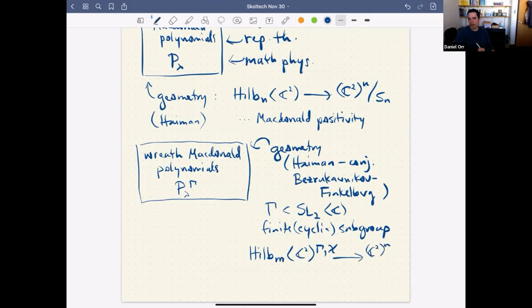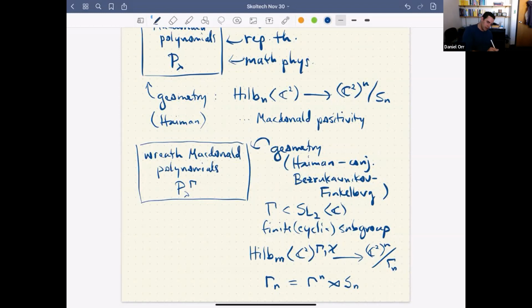So you have different M and N here, but you get a resolution of this quotient. And gamma N is a wreath product. So this is actually the origin of the word wreath here, is that it has to do with this singularity. Okay. So C2 to the N mod gamma N, and gamma N is the nth Cartesian power of gamma. So gamma cross itself N times, semi-direct product with the symmetric group. So SN is the symmetric group. I don't think I said that.